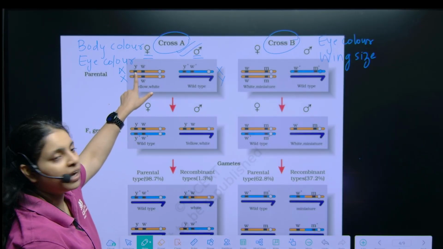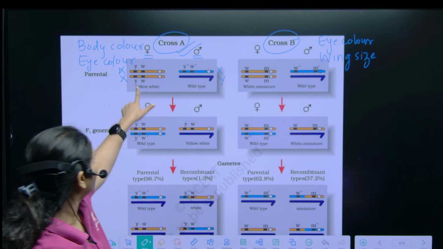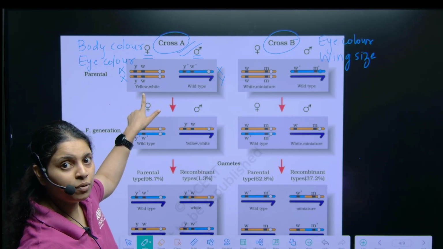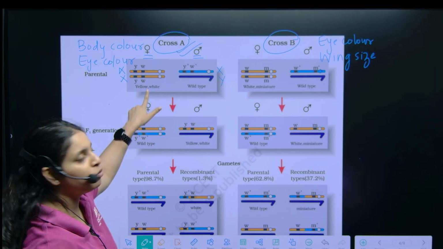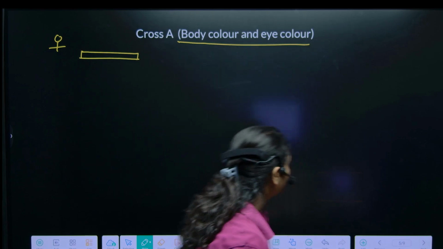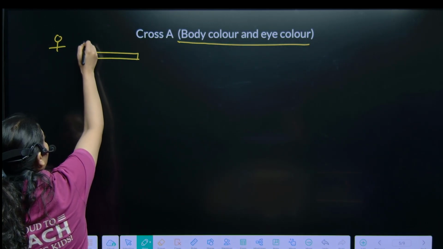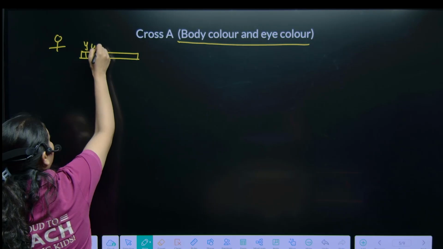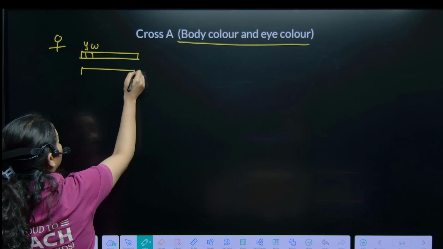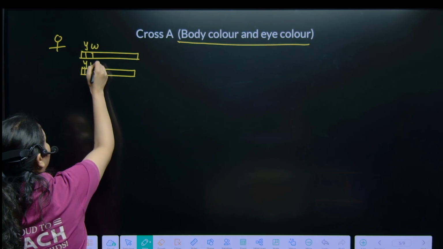Here we have Y, Y, W, W. Y means recessive, so yellow body color, and W means again recessive, so white eye color. So I will draw it again. Let's say this is the X chromosome. We have Y, W. Another X chromosome in female. We have Y, W, right?